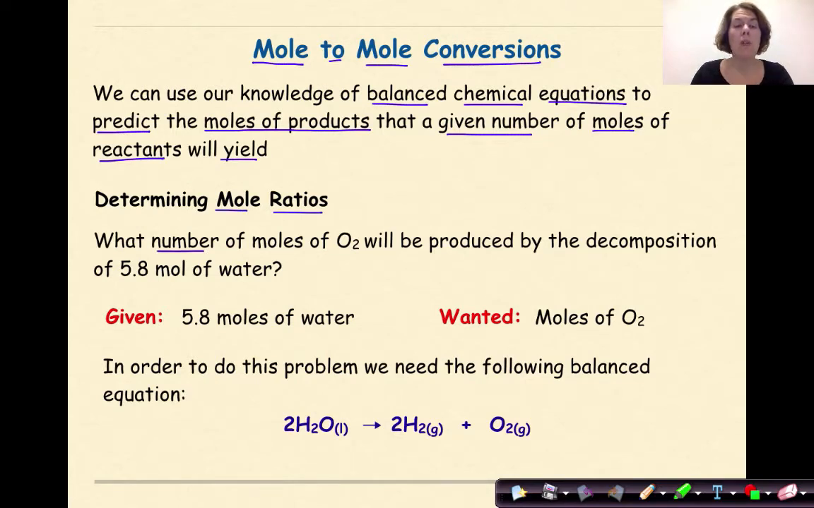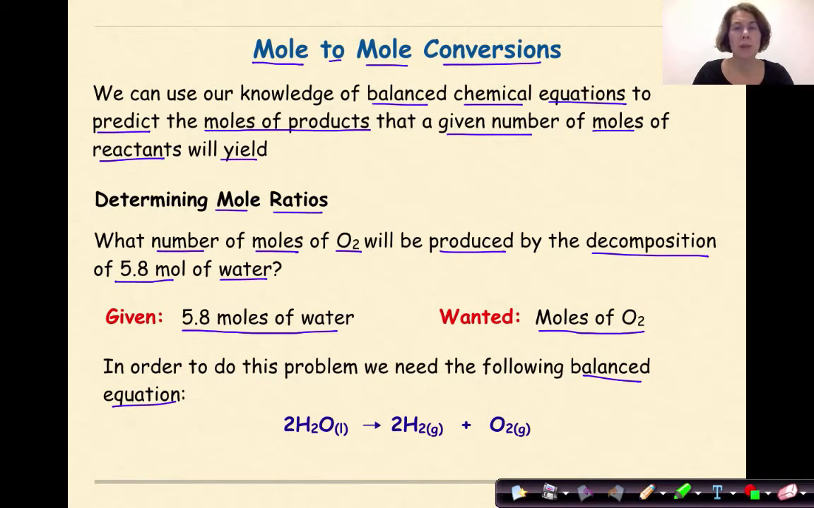What number of moles of atmospheric oxygen will be produced by the decomposition of 5.8 moles of water? So our given here is 5.8 moles of water. It's the only number that appears in this problem. What we want is moles of O2. In order to do this problem, we need the following balanced equation. And when you do a mole-to-mole problem, you will always be presented with a balanced equation on the Regents exam.